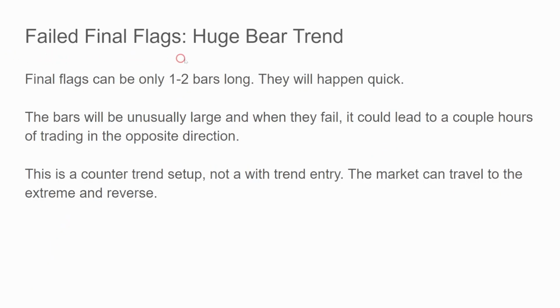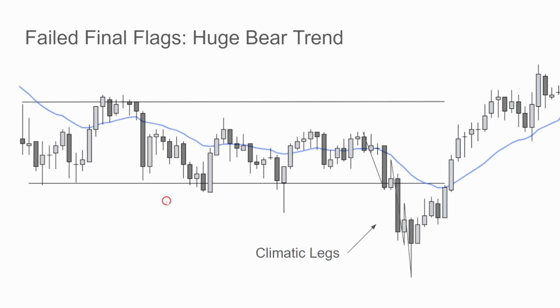Failed final flags, huge bear trend. Final flags can only be 1 to 2 bars long. They will happen quick. The bars will be unusually large, and when they fail, it could lead to a couple hours of trading in the opposite direction. This is a counter trend setup, not a with trend entry. The market can travel to the extreme and reverse.